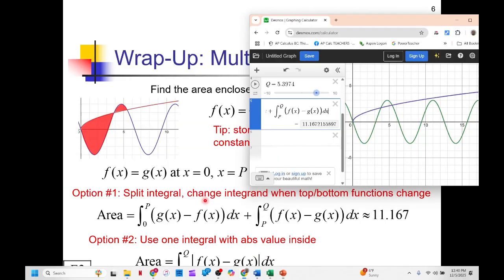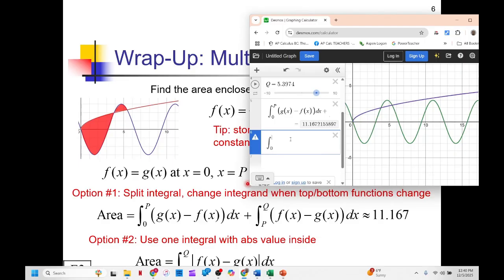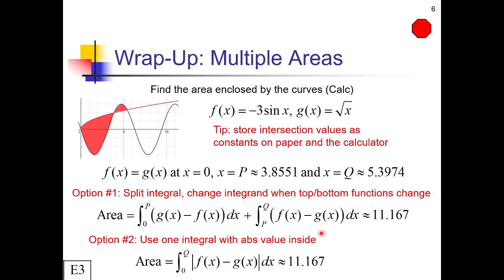So just going back to Desmos to see if we get the same answer. We've got integral from 0 to Q, absolute value of f of x minus g of x, close the absolute value, dx, and we again get 11.167. So that's it for this one.